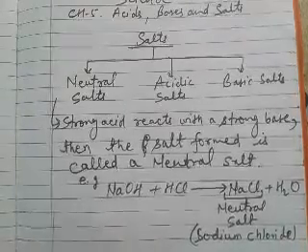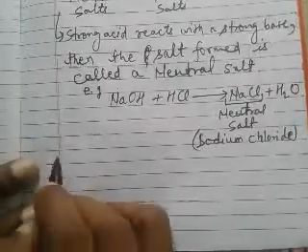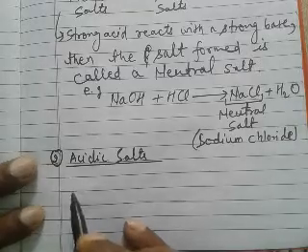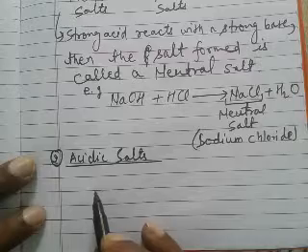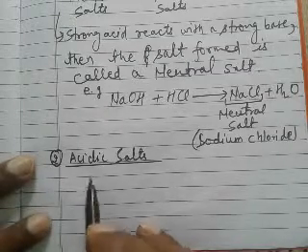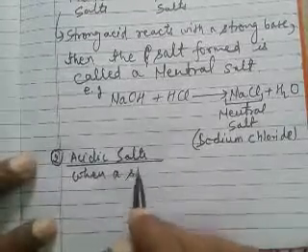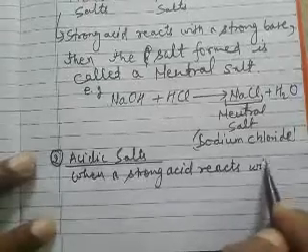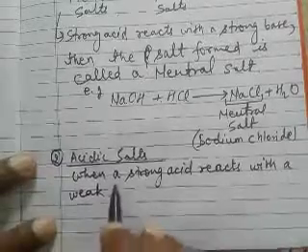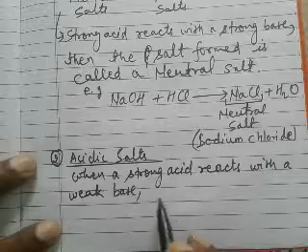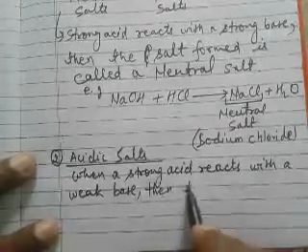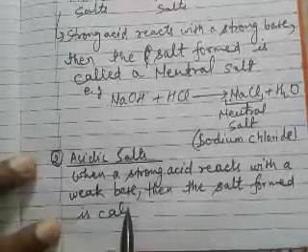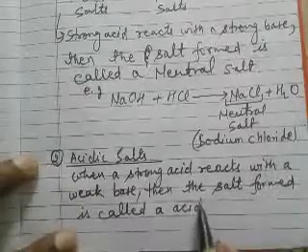So how can we define acidic salt? Acidic salts: when a strong acid reacts with a weak base, then the salt formed is called an acidic salt.